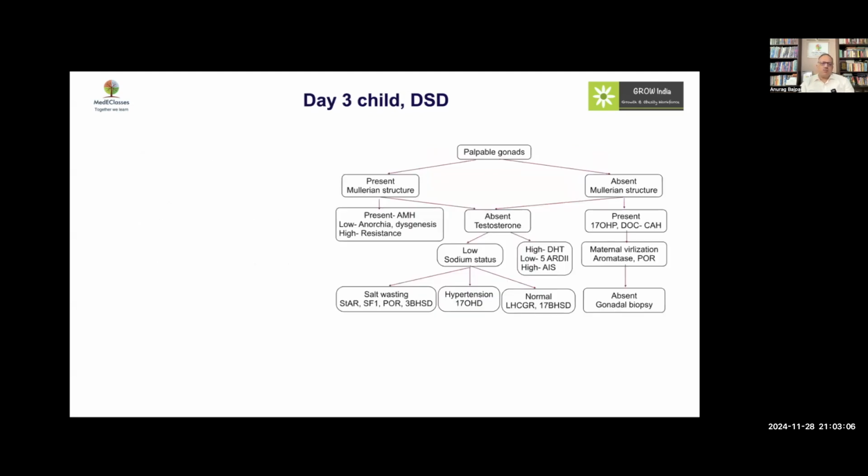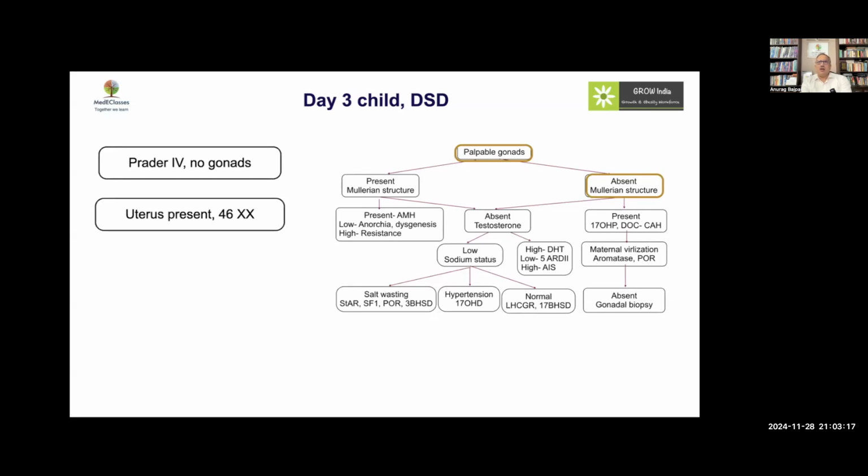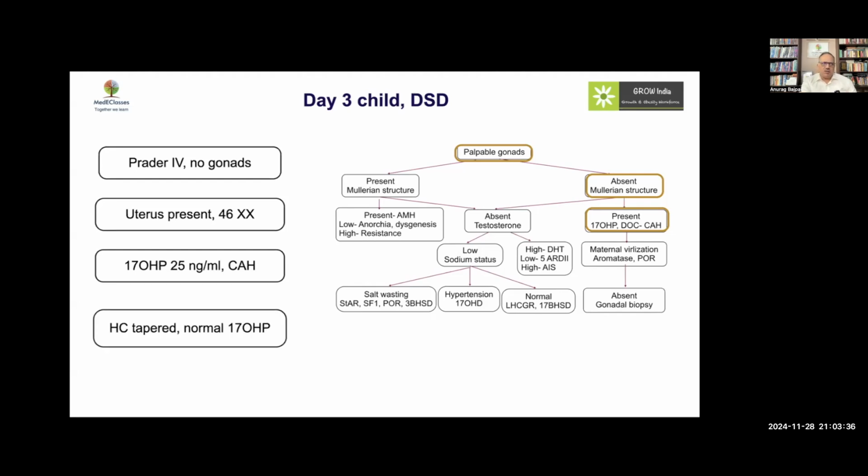The second scenario was more of a diagnostic challenge: a day 3 child with DSD who again presented with Prader 4 with no gonad. So this looks like XX DSD, and on further evaluation was found to have Mullerian structures, and the karyotype was 46XX, again confirming. At that point, a borderline 17-OHP was identified, and based on that, a diagnosis of 21 hydroxylase deficiency was made, and the child was labeled for life in terms of treatment. The treating physician then found that they could cut down the dose of hydrocortisone, and the 17-OHP remained normal, which really excluded CAH as a possibility.